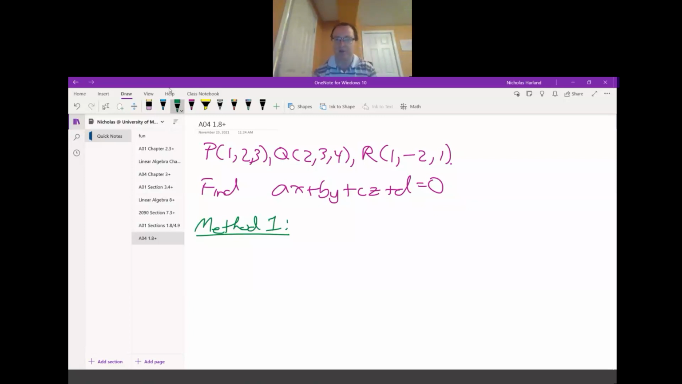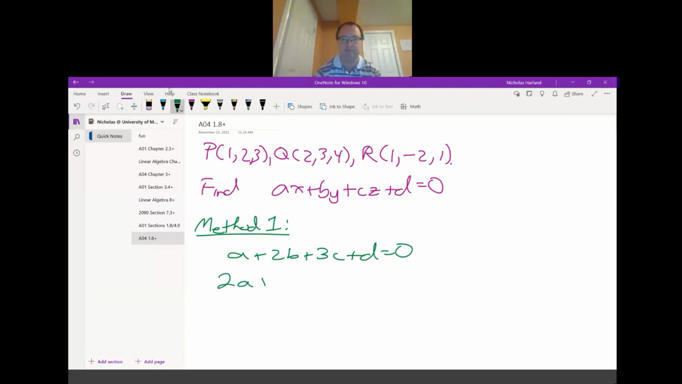Substitute the points given, right? We want to solve for A, B, C, and D that pass through these points. So algebraically speaking, what does it mean for the point 1, 2, 3 to be on that plane? Yeah, X equals 1, Y equals 2, Z equals 3 satisfies the equation. So we get A plus 2B plus 3C plus D is equal to 0.